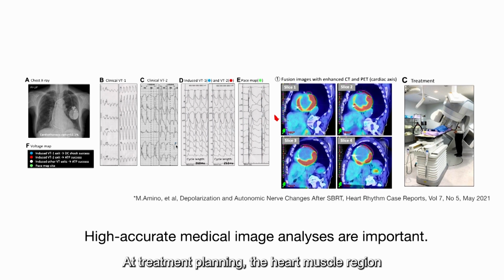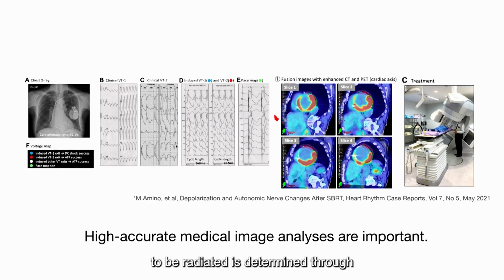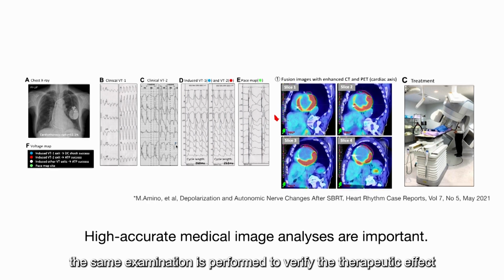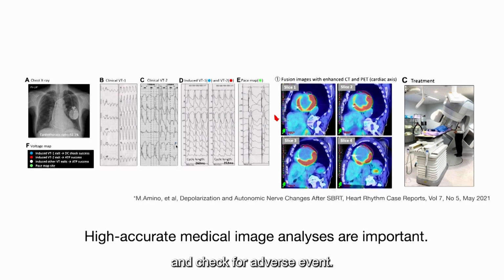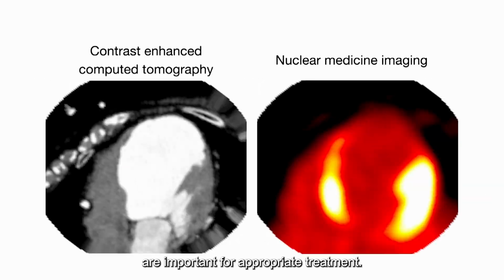At treatment planning, the heart muscle region to be irradiated is determined through analysis of detailed electrocardiogram and medical images such as computed tomography and nuclear medicine images. After treatment, the same examination is performed to verify the therapeutic effect and check for adverse events. So highly accurate medical image analysis is important for appropriate treatment. Let me explain image analysis in detail.